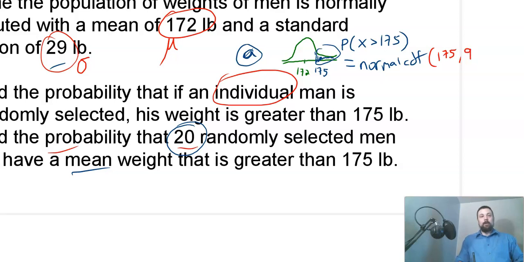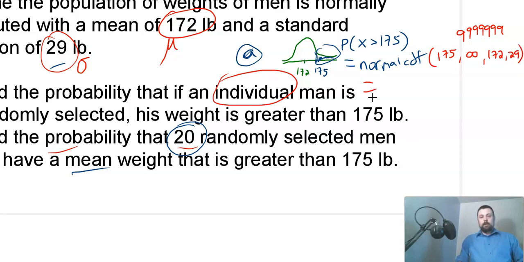Some calculators will let you put infinity, but I've been using 9999999 in my calculator. I don't think my calculator would let me put infinity, and even if it did, I don't know where infinity is on my calculator. I'd have to go search for it. It's just easier to do 99999. And then we want the mean, which is 172, and the standard deviation, which is 29.